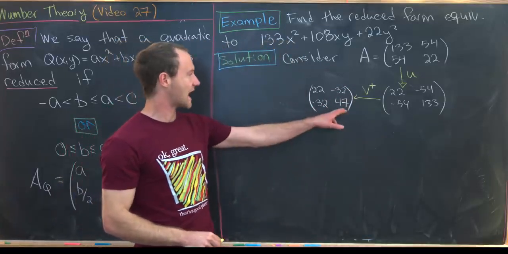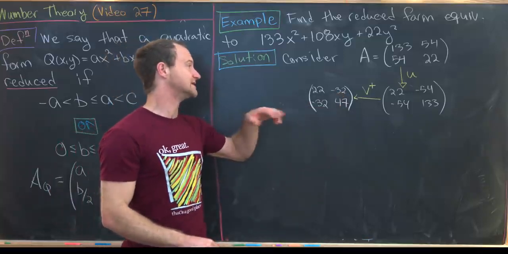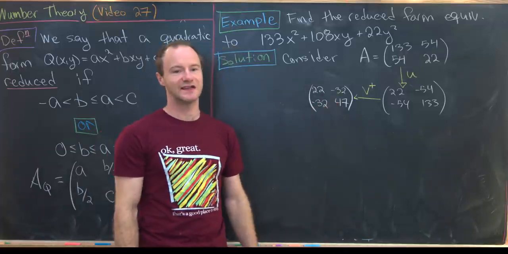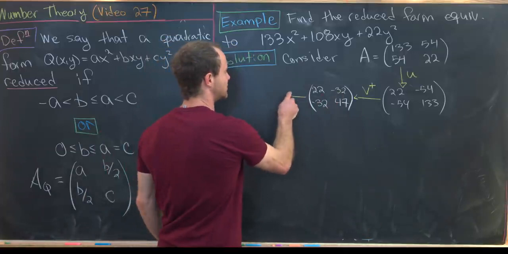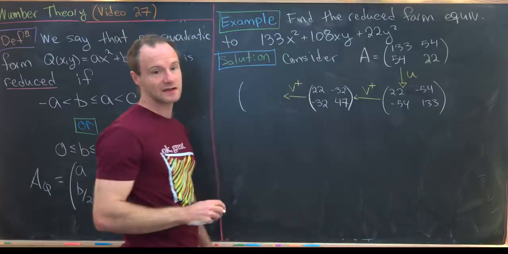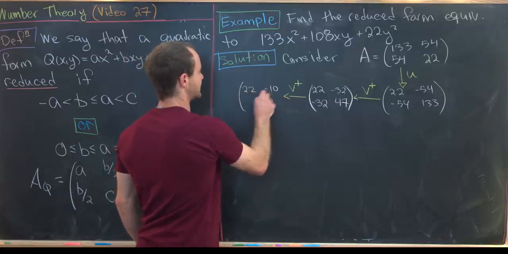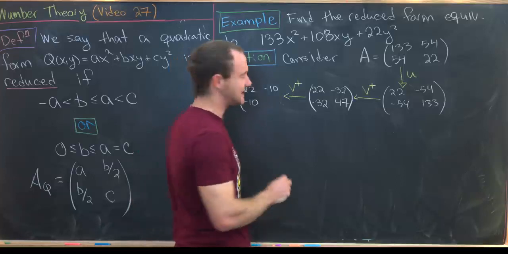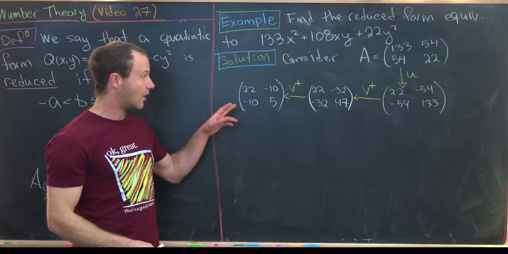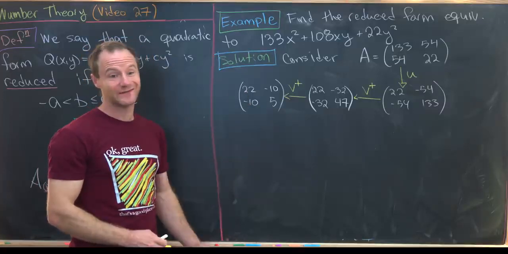So let's notice that our A and C are still in the right order, but our B is still smaller than negative A. Notice our B in this case is negative 64. That is too small. So that means we need to apply the V plus operator again. So let's see what that'll leave us with. That'll leave us with 22, negative 10, and then down here we'll have the number 5. Okay, well now our A and C are out of order, so we need to fix those.